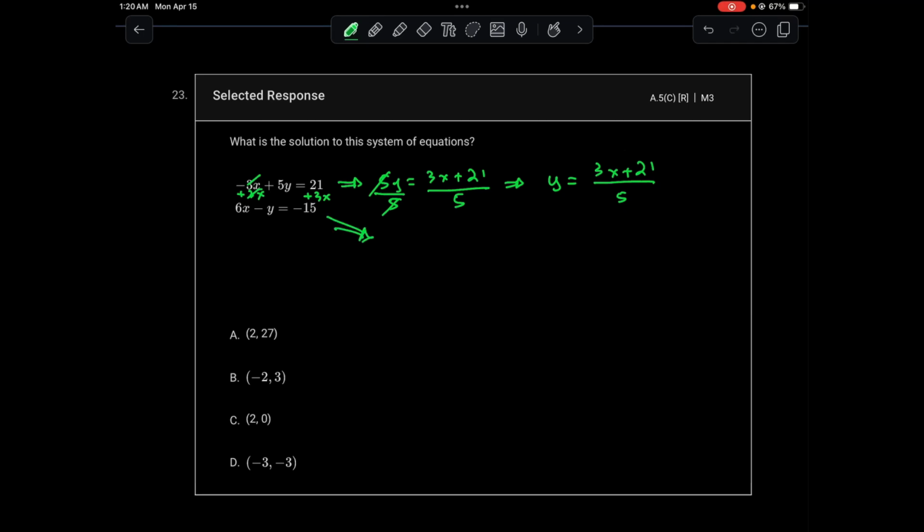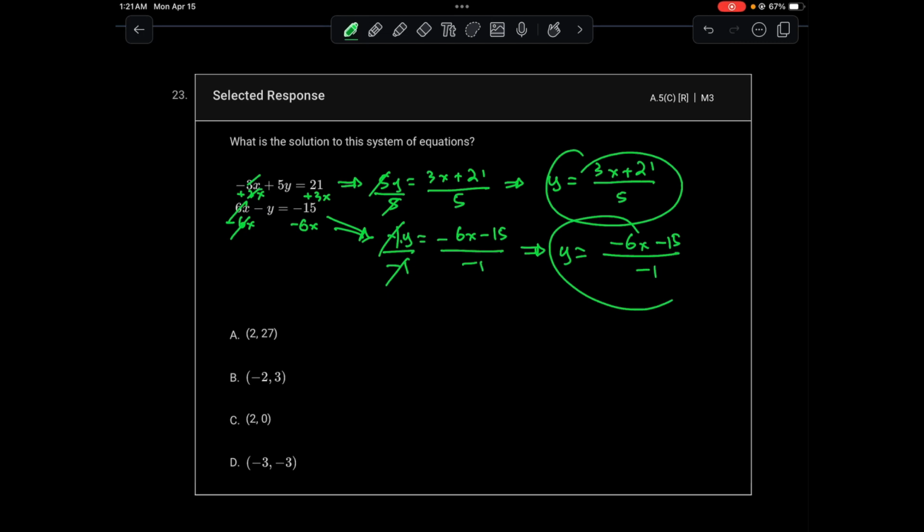Then let's do the other one. Y is here. Let's get rid of the 6x by subtracting, and we're going to get negative y equals negative 6x minus 15. Oops. And then y is not by itself, it has a negative. That's basically negative 1 times y. So I'm going to divide by negative 1. Canceling, I get that y is equal to negative 6x minus 15 over negative 1.